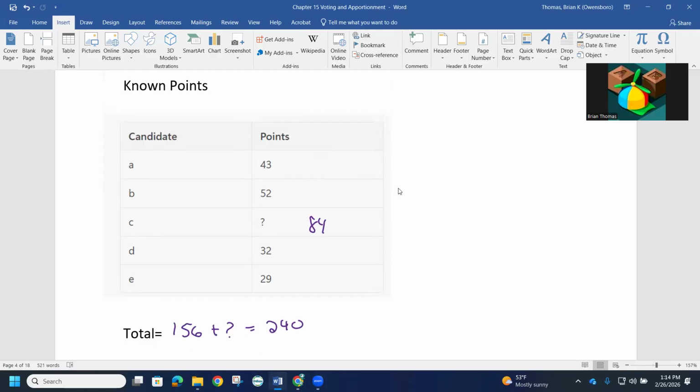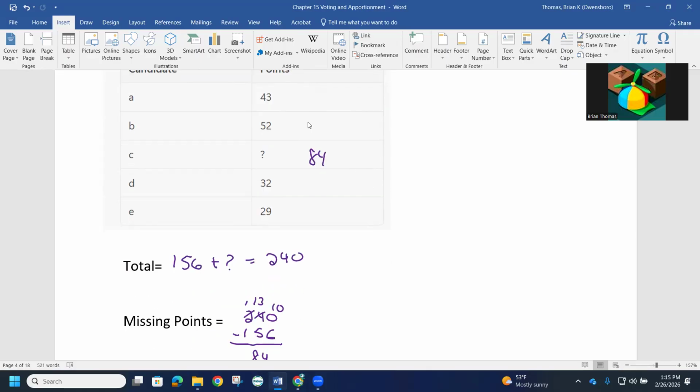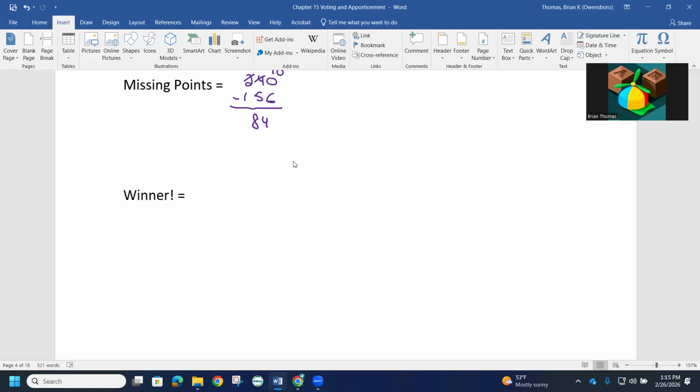Did he have the most altogether? Looks like by far candidate C would have won because that's the most Borda points earned. So the winner would be candidate C. So that would be how to do a voting method by using the Borda method.